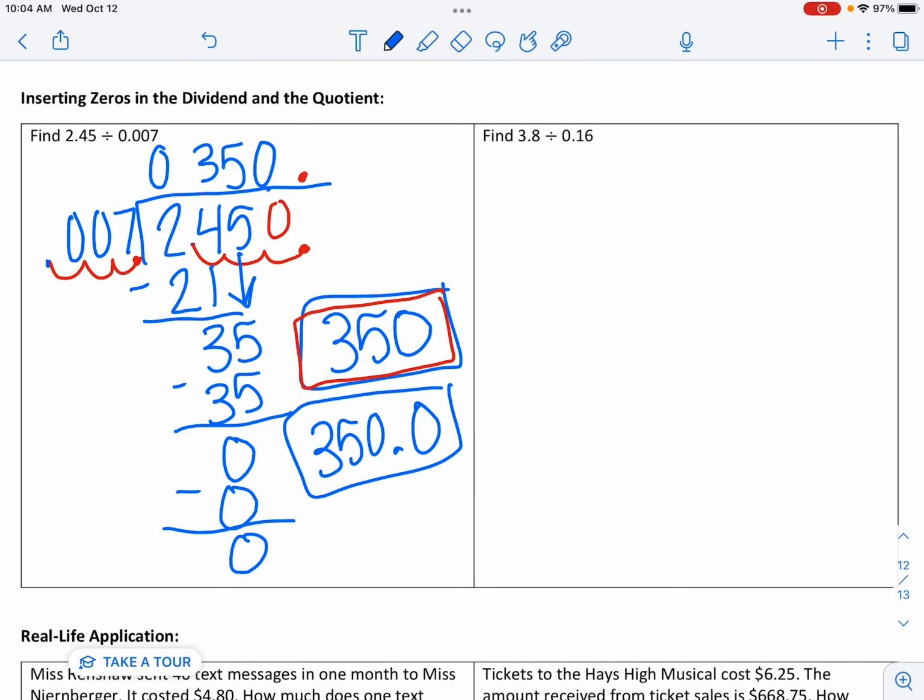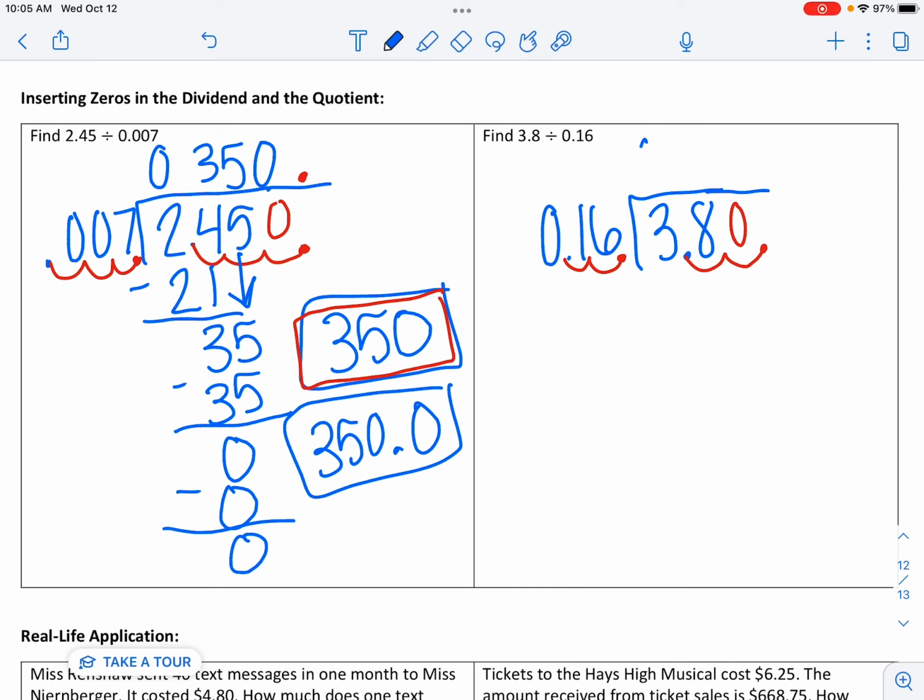Okay. So we have 3.8 divided by 0.16. We need to move our decimal 2 times to make it a whole number. So we need to move this one 2 times as well. We add a 0 there. Okay. So we know, then we divide like normal.